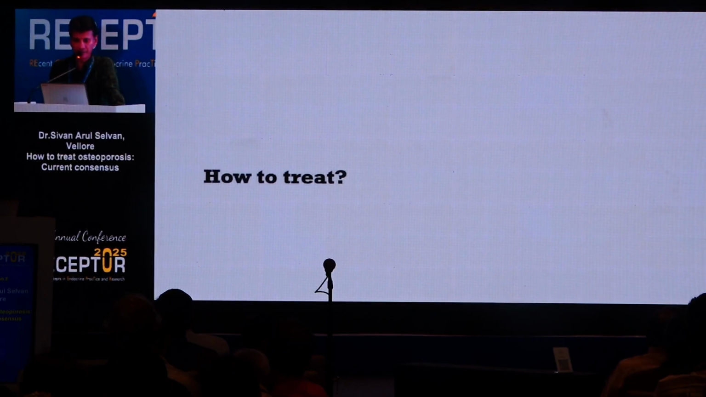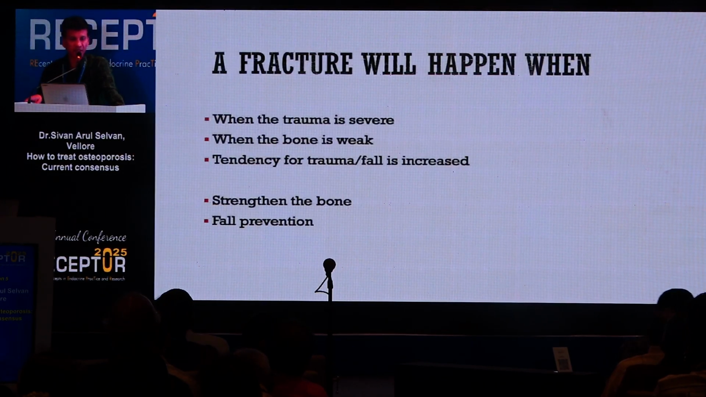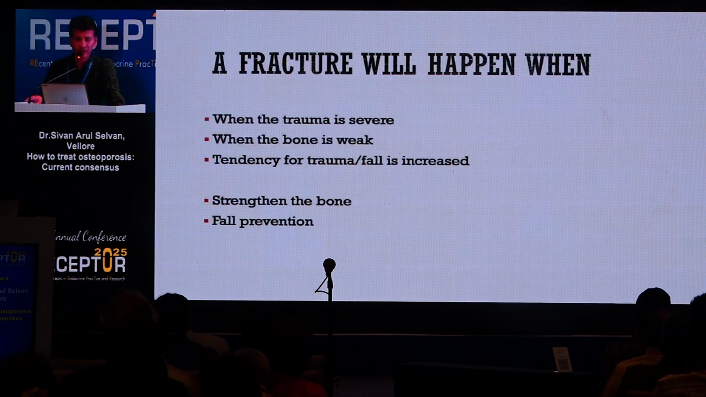How do you treat? A fracture will happen when the trauma is severe enough, like a road traffic accident, or when the bone is weak, or the patient has a tendency to recurrent falls. The first one we cannot prevent because mostly it's an accident, a road traffic accident, a fall from the third floor. The second and third points we can address. If the bone is weak, you can strengthen it with various medications. If the patient has a tendency to fall, very common in old age, you can do various fall prevention measures.